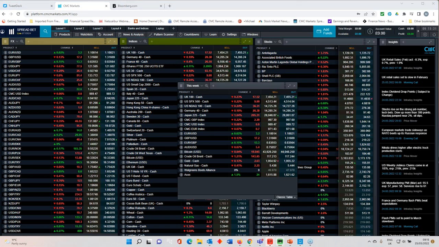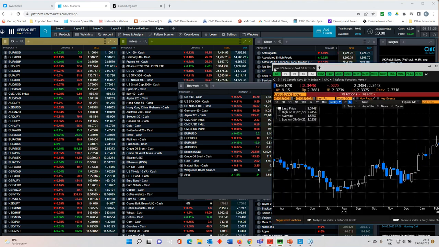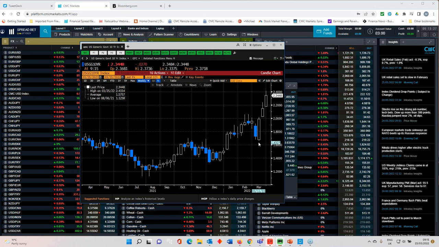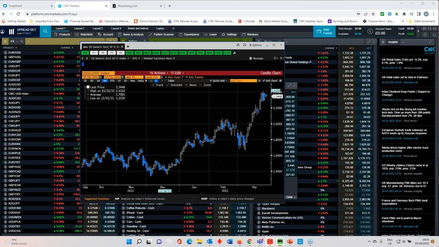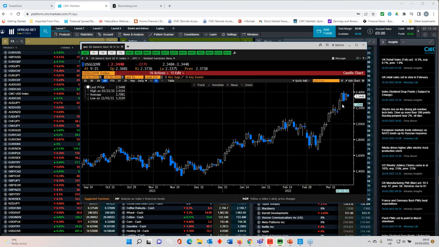Now, if we go back to the chart of the US 10-year, you can see here how far we've come in the space of the last 3 weeks. We've come from lows of around about 1.66% to 2.4% on a weekly chart. If we make that a daily chart, we can see there's potential for a little bit of a reversal here.